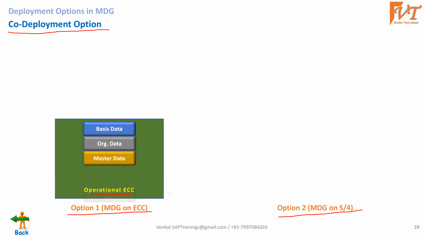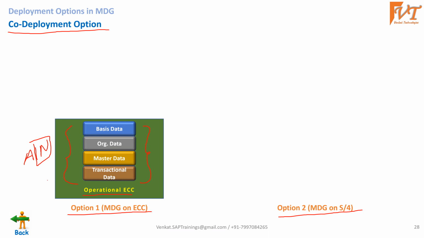So each system will have all these types of data. Basis data will be there, organization data, master data, transactional data. All these data are available in the current system of the business. Let's say it's Amazon India. So this is specific to the India business unit. Customers are doing transactions, and all the transactions are getting stored in this operational ECC system. Master data is also in this system only, and all the relevant data is available.